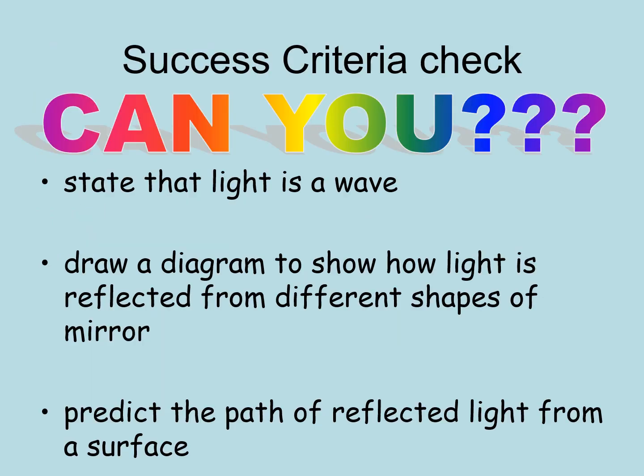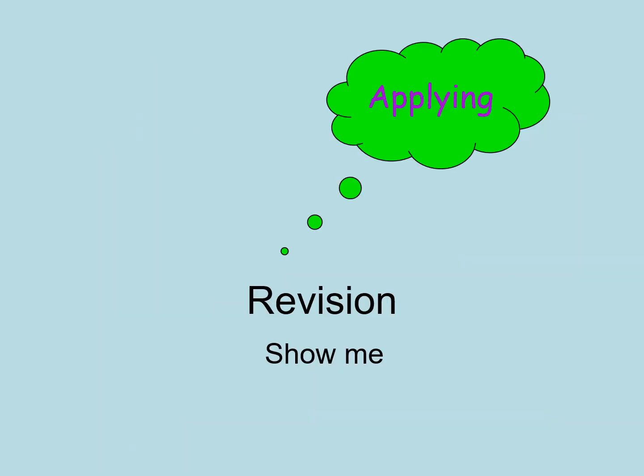So let's go back to our success criteria. Can you state that light is a wave? Draw a diagram to show how light is reflected from different shapes of mirror and predict the path of reflected light from a surface. We're going to check the application of your knowledge in an unfamiliar situation by the show me questions. The question will come up. You can pause the video and then you will see the answer.